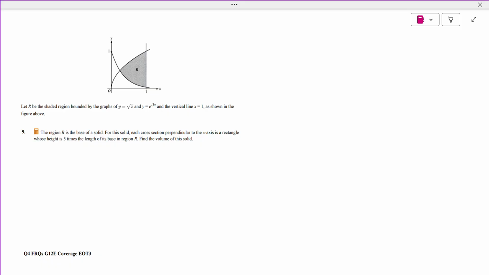with cross sections perpendicular to the x-axis, and those cross sections are rectangles with height 5 times the length of the base. As long as the question says perpendicular to the x-axis and they are rectangles, we don't need to isolate x. To find the volume, you will integrate from this x value up to 1. But we don't know the lower limit of this integral.